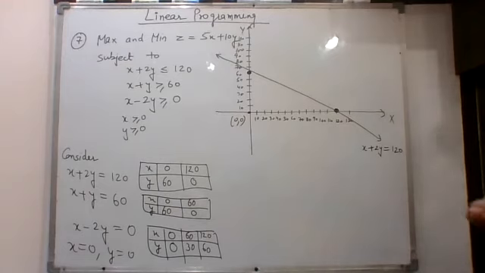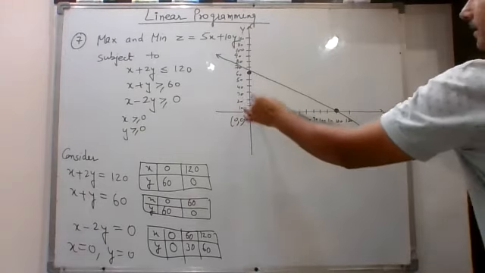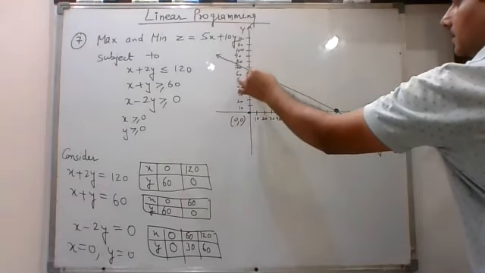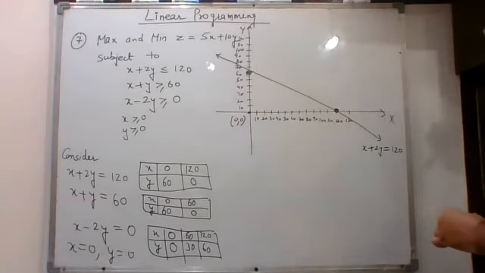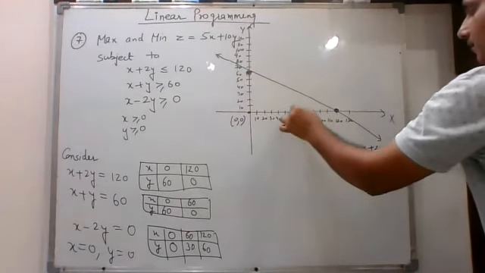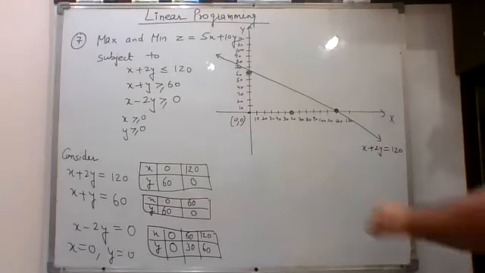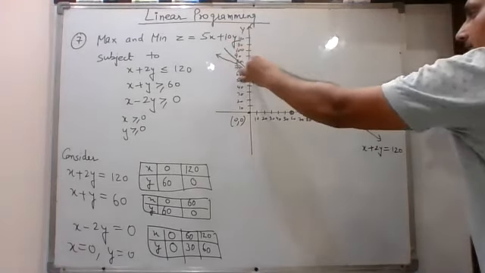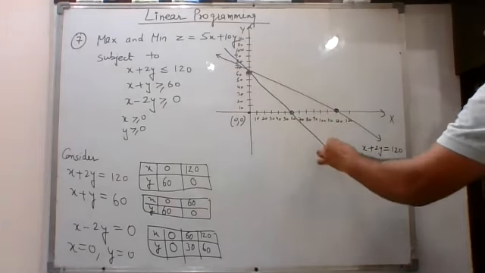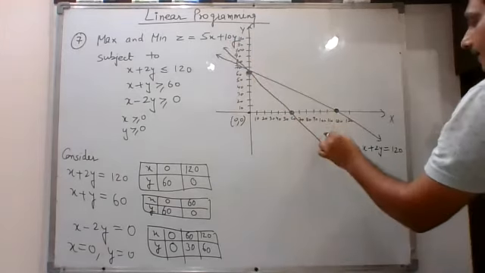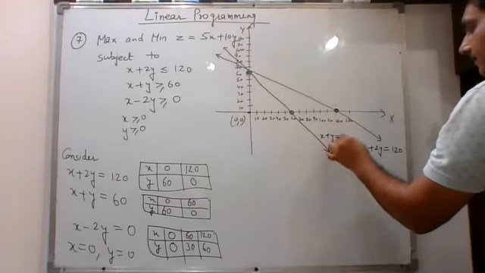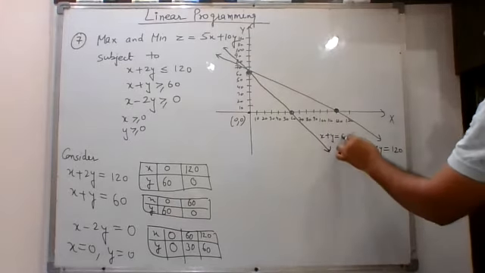Now, the second line is 0, 60 and 60, 0. So this is your second line. So this is how you will draw the second line. Once you have drawn this line, you will write the equation of this line. So this is x plus y is equal to 60.